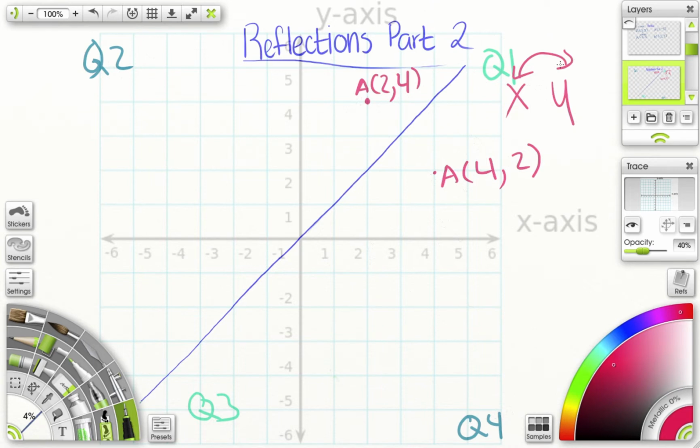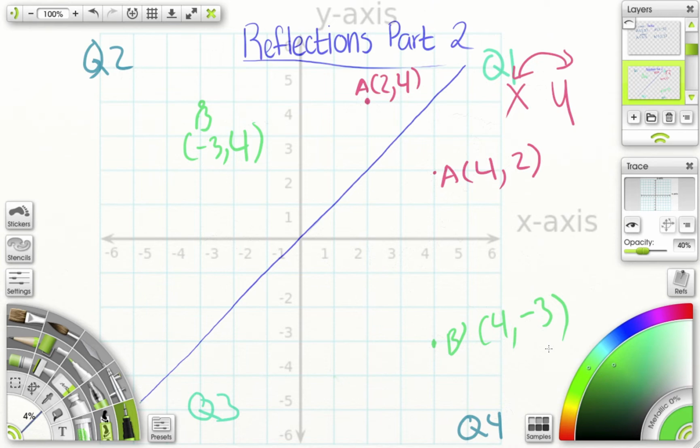If I give you B, let's say B is (negative 3, 4), my reflection over this diagonal line is going to be (4, negative 3). So I go to 4 and I go down to negative 3. That is my B reflection: (4, negative 3). And that's all it is. Basically all you do is you take your x and your y and you switch them around, and that's it.